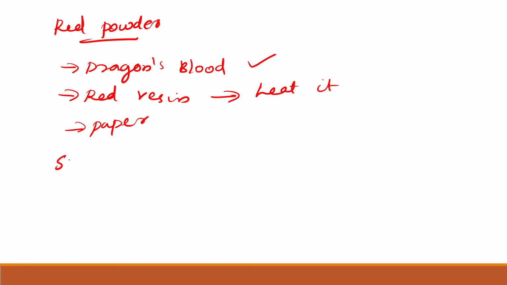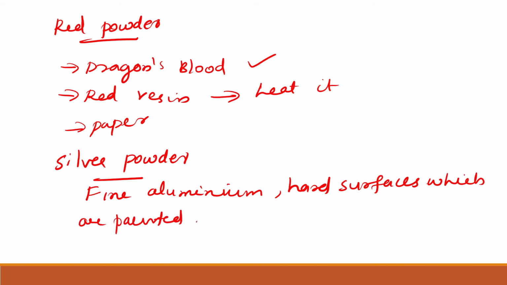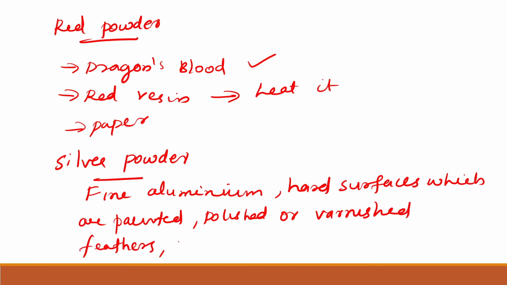And next is silver powder. The main ingredient of silver powder is fine aluminium dust, and it is used on hard surfaces which are painted, polished or varnished, and on objects such as feathers, cellophane, etc.